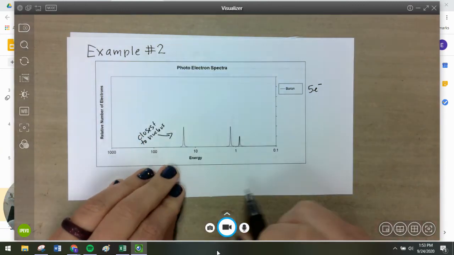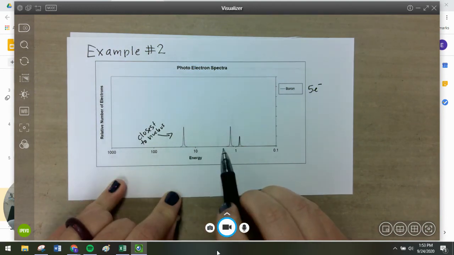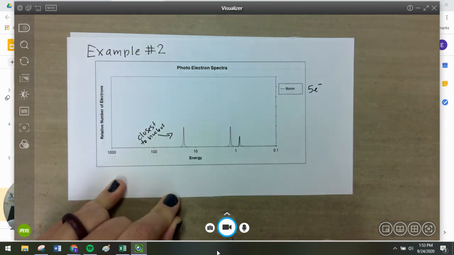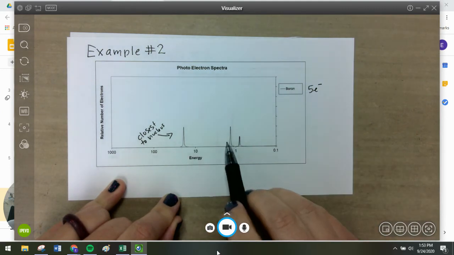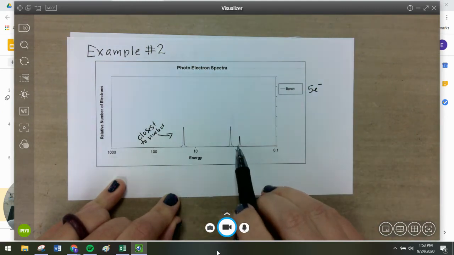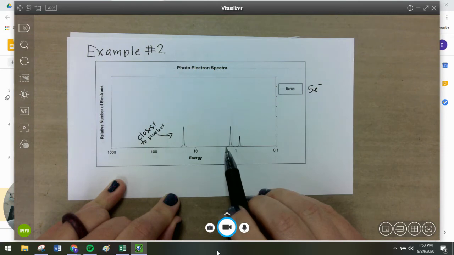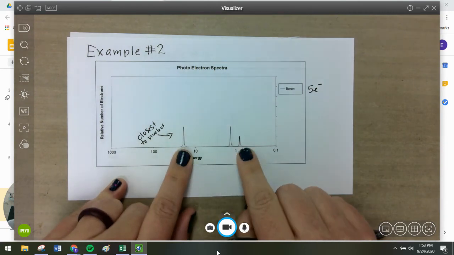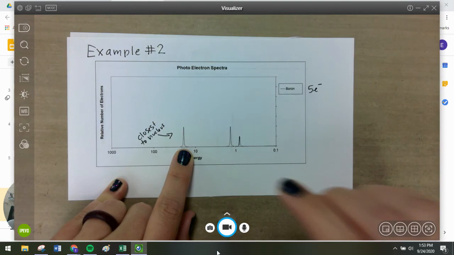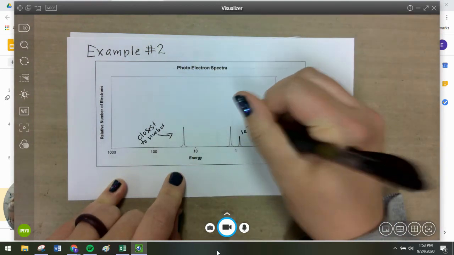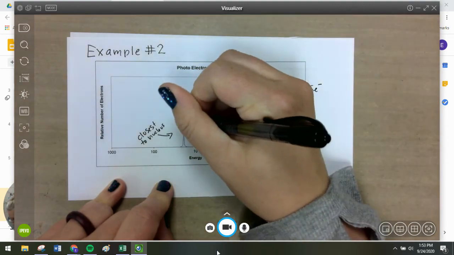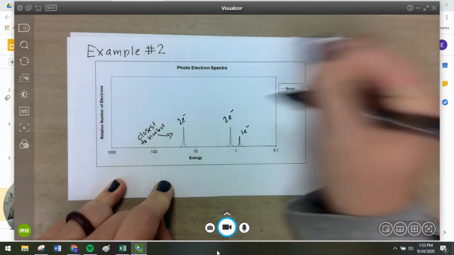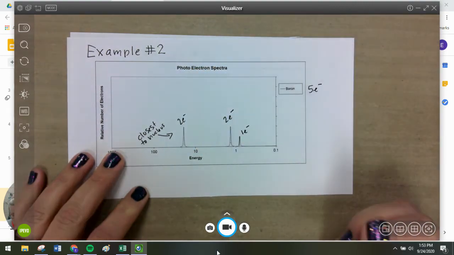Okay, now if you look at our peaks, we have 3 peaks this time, and 3 peaks, 5 electrons. These 2 peaks have the same height, and this one is half the height. So in my mind, I think about, well, if these 2 are the same height and this one is 1 less, this probably is only 1 electron here on the outside, and these 2 peaks here are probably 2 electrons because they are the same size.